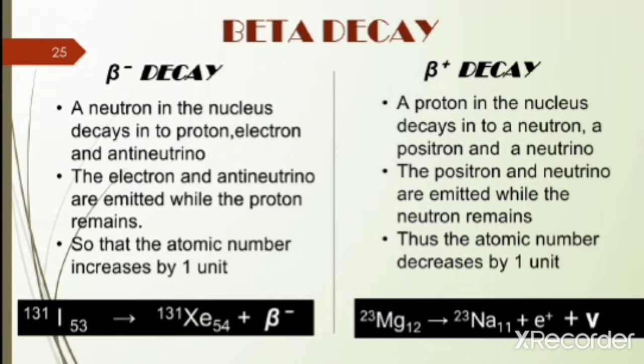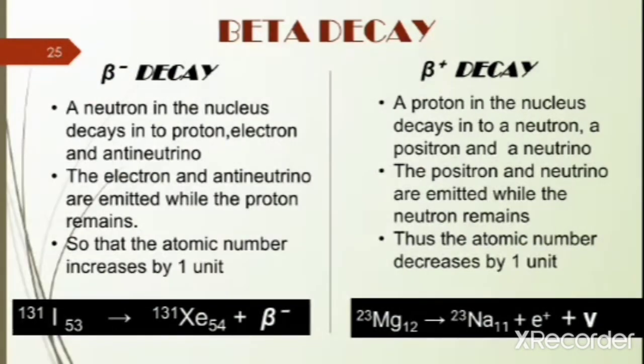Then we are moving to beta plus decay. A proton in the nucleus decays into a neutron, a positron, and a neutrino. The positron and the neutrino are emitted while the neutron remains in the nucleus. Since the neutron remains in the nucleus, the atomic number decreases by 1 unit, while the positron and neutrino are emitted.